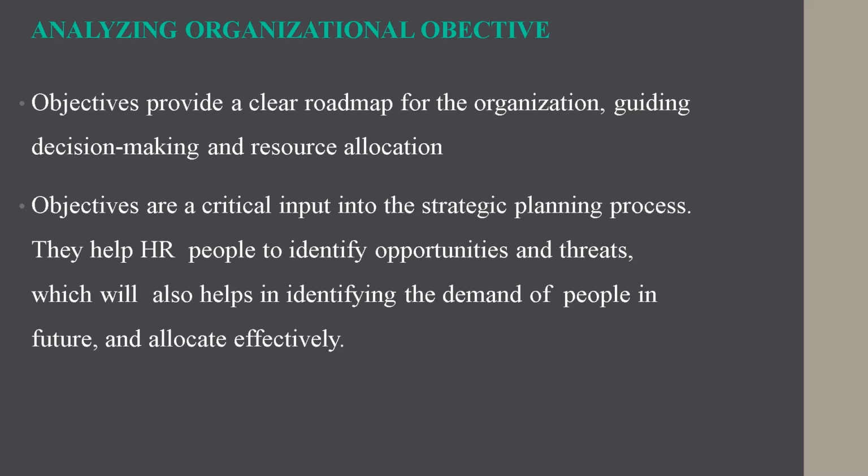First is analyzing the organizational objectives. Objectives provide a clear roadmap for the organization, guiding decision making and resource allocation. Objectives are the crucial input to the strategic planning process. They help HR people to identify opportunities and threats, which will also help in identifying the demand for people in the future and allocating effectively. So first you need a clear understanding of the objectives of the organization, that means what the organization's goals are and what responsibilities we have. Only then can we plan a perfect human resource planning strategy.